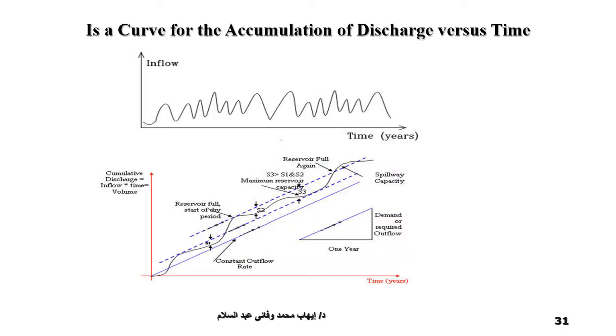There is a curve for accumulation of discharge varying with time, of course. There is a relation between inflow and time. Cumulative discharge equals inflow multiplied by time, equal to volume. Like that. Here, the reservoir is full at the start of the dry period. Here, the reservoir is full again. Here, maximum reservoir capacity, etc. We plan a triangle like that, one year, with demand or required outflow like that.